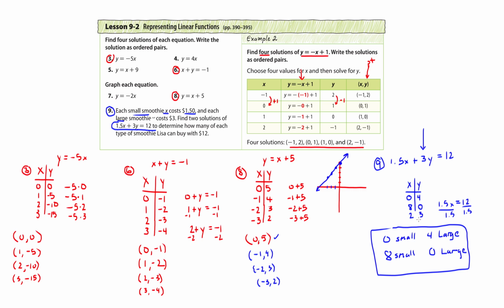There are others. 2, 3 is one. 4 would work out nicely because 4 smalls would be $6. And so then I could get the rest of that in larges. And then I could even do 6. 6 times $1.50 is $9, leaving $3 to spend on $3 larges. So we could get that to work out nicely as well. If you get ones that have decimals or negatives, they would work on the line, but they wouldn't really make sense in that particular situation. So there we go. There is lesson 9 too.